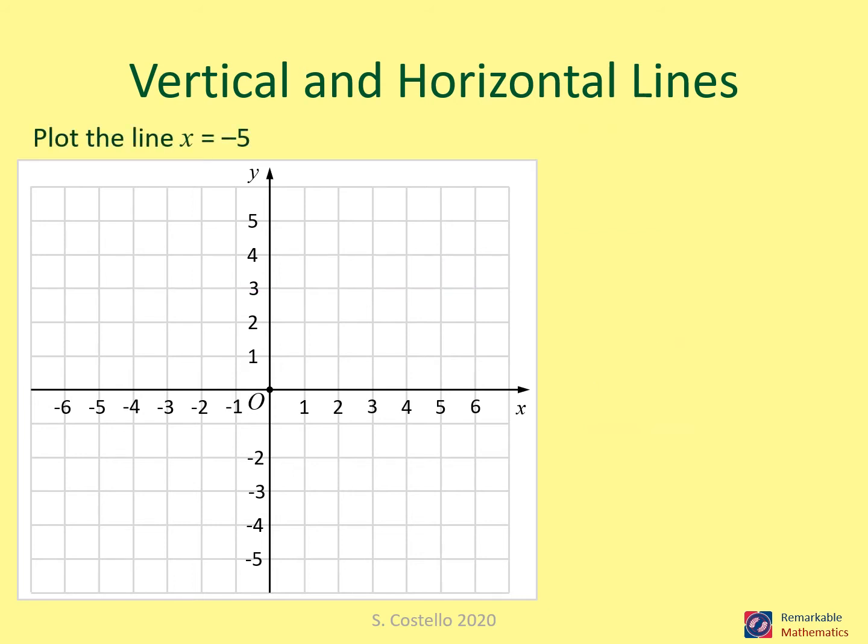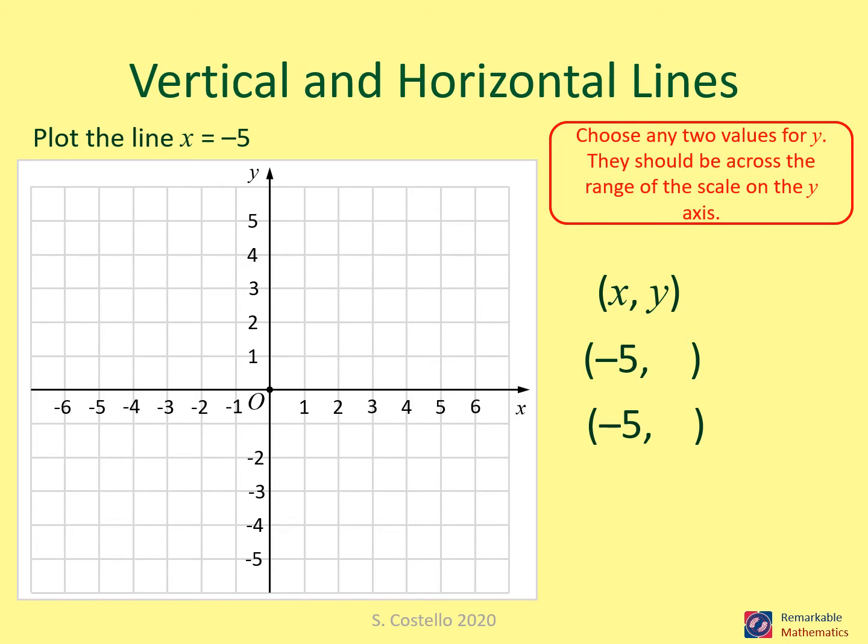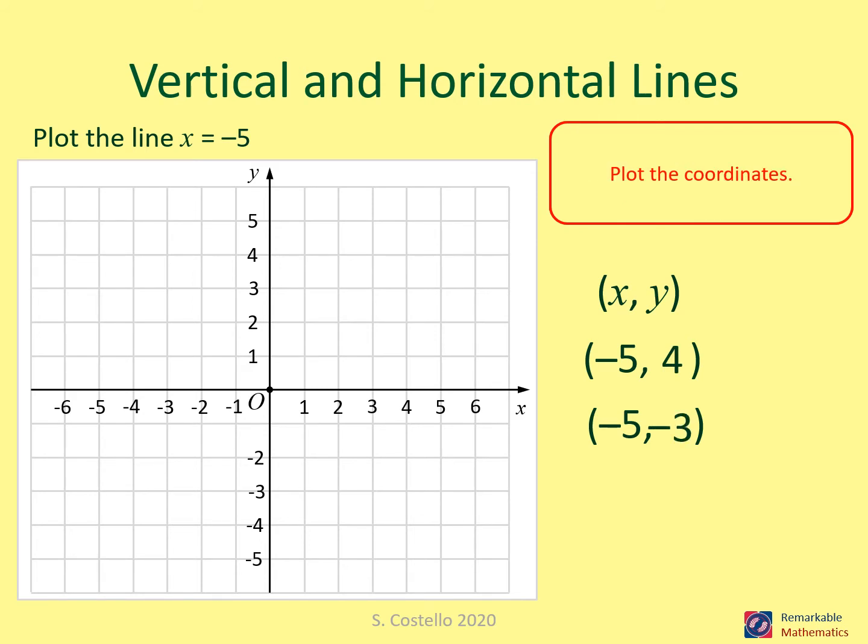Plot the line x equals minus 5. Again, write x and y in a set of brackets, two brackets underneath this with the x value of minus 5. There's x, y, minus 5, minus 5. So we're going to choose any two values for y, and they again should be across the range of the scale of the y-axis. And the y-axis here goes from 5 to minus 5, so we've got 4 and minus 3. Plot the coordinates.